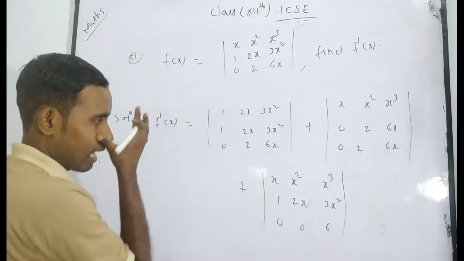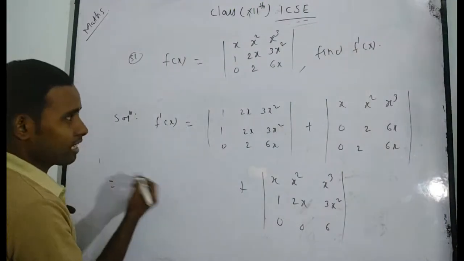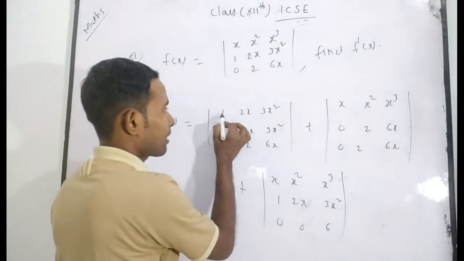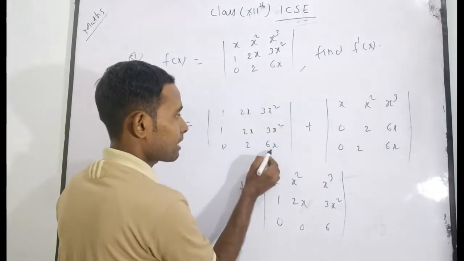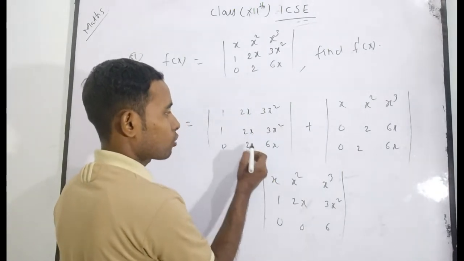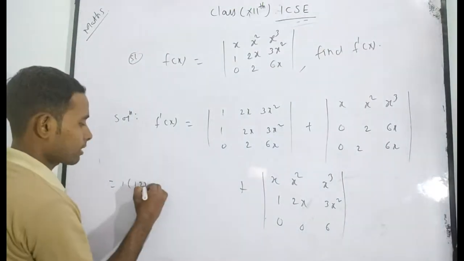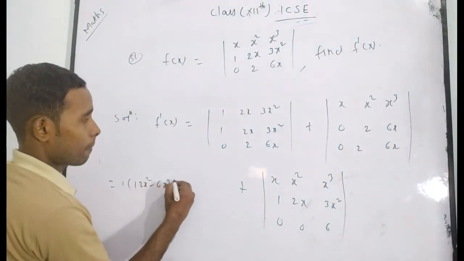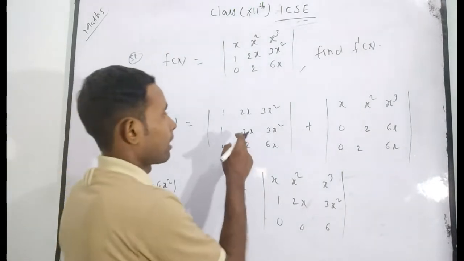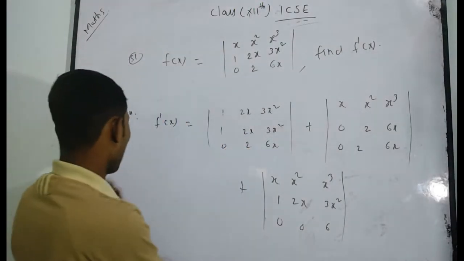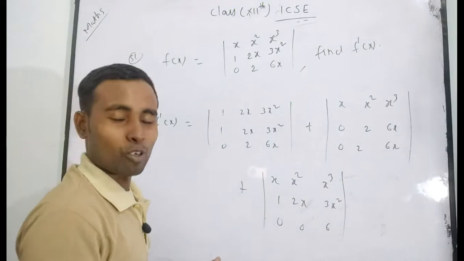How can you find it? Actually there is no space, still I will try to solve it. See here, first go through this row, this will be cancelled, this will be 12x² and this will be 6x², that means 1 into 12x² minus 6x². Sorry, don't go through this way, I have not seen here.